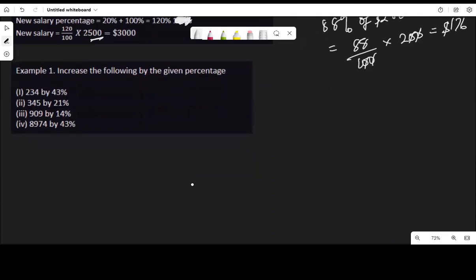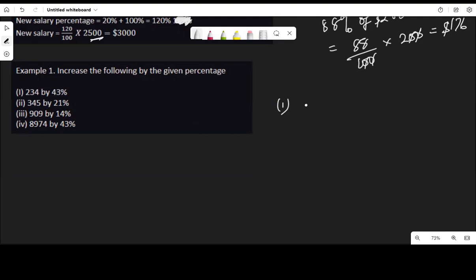So with that knowledge, we are going to solve question 1 here. It says increase the following by the given percentage. So we have to increase each of these values by the given percentage. I'm going to alternate the method. For one, I will calculate the percentage increase separately and then add it to the original value. For the other, I'm going to add the percentage increase to 100% and then use whatever I have to multiply the quantity or the value here.